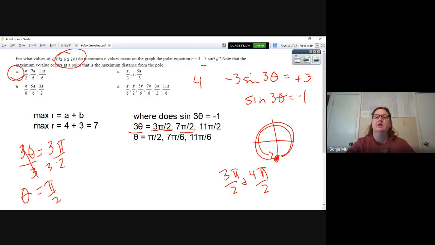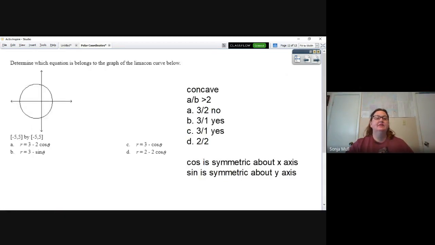Okay, let's look at the next problem. Determine which equation belongs to this limaçon curve. So again, this is a different kind of curve. There were multiple different kinds of curves presented here. You just go and look at your notes and find that. So what I notice about this, because some of them did this kind of thing, some of them just had a dimple, some of them overlapped.